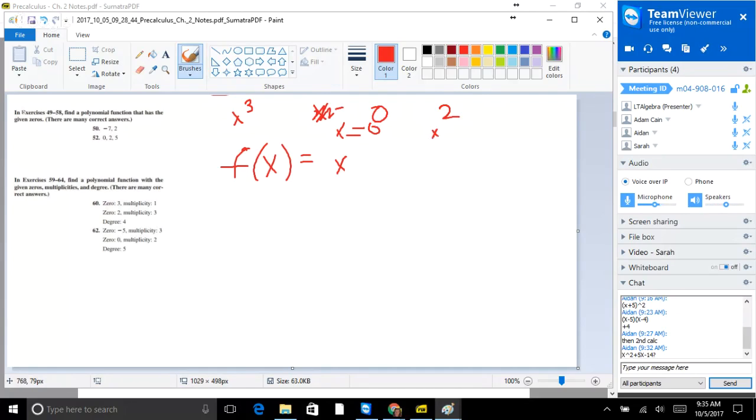So when x equals 2, our factor is 0. In order to get a 0 here, we need to do x minus 2, because if x equals 2 and we plug it in, 2 minus 2 gives us 0. And then our third zero is when x equals 5. So in order to get a factor that's 0, we would do x minus 5, because if we plug in x equals 5, 5 minus 5 will give us 0.